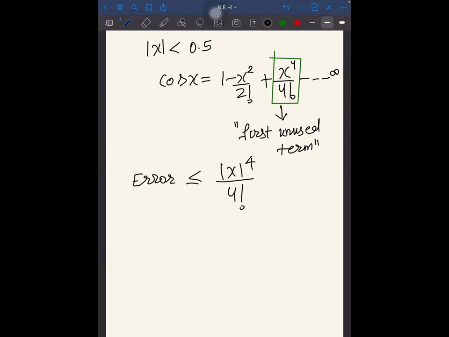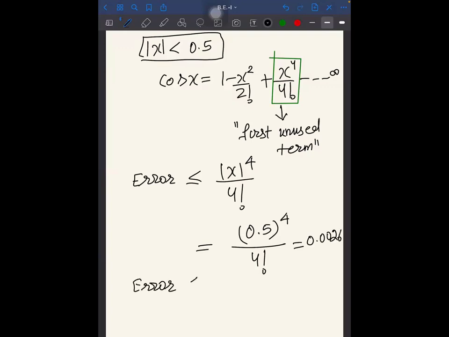And what are the values which you are taking? You are taking the values to be less than 0.5. So the maximum value which you will take, of course that will not be achieved, but at most we have 0.5. So the error cannot be greater than what we get by putting 0.5 in the amount I have written here. So that means this will come out to be 0.0026. So error will always be less than or equal to 0.0026. Are you getting this point?